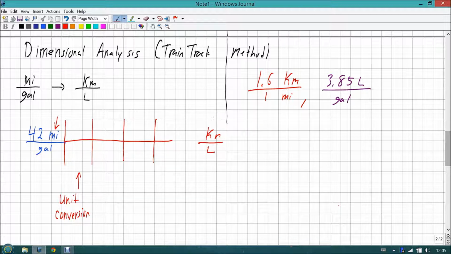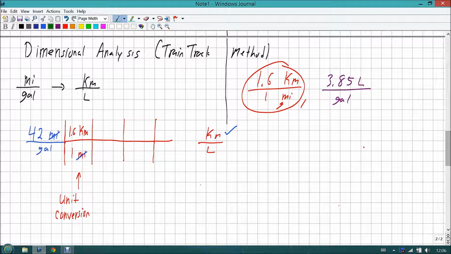How do I do that? Well, I'm given a ratio. I'm given a ratio of 1.6 kilometers per mile. So what I would do is I would make sure that my miles cancel with the miles here. So I put the miles underneath, which means that my kilometers would go on top. Then I plug in the numbers. I get 1.6 kilometers for every 1 mile. To double check, I look at my units. Miles cancel with miles, and I'm left with kilometers, which is what I want at the end anyway. So I'm done with that unit.